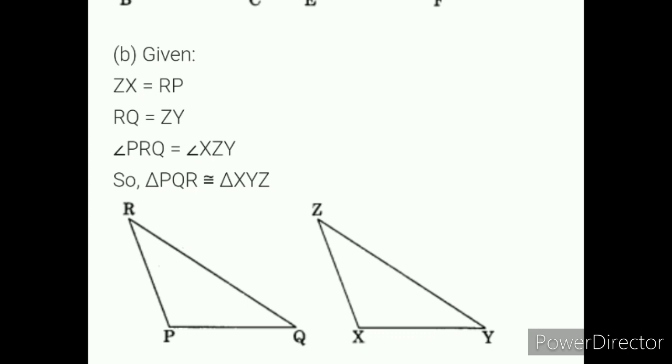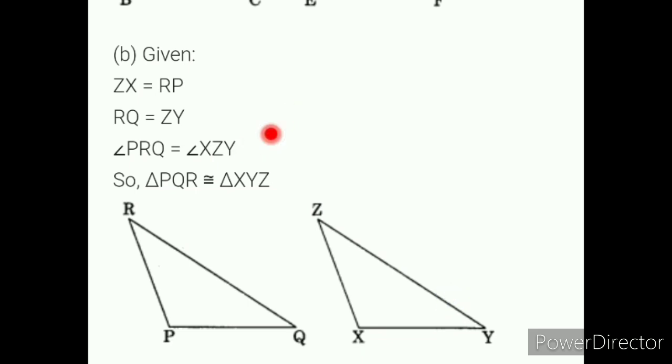Look at the triangles. What are the names of the triangles? PQR and XYZ, right? The given elements are ZX equal to RP, a side. That is one side of each of the 2 triangles. Next, RQ is equal to ZY. RQ is a side of the first triangle, ZY is a side of the second triangle.